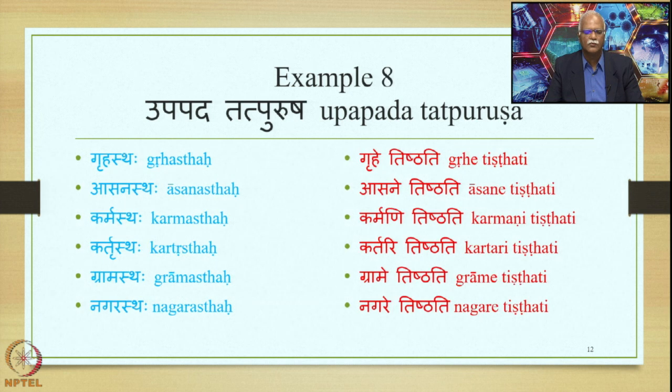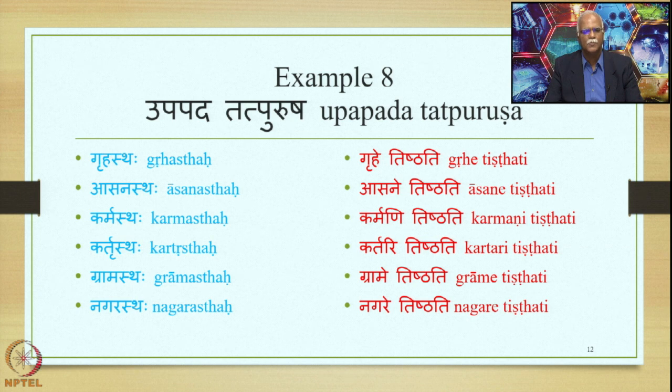Here are some more. Grahastha, this is very, very popular. Grahastha, and grahe tishthati is the vigraha. Asanastha, and asane tishthati is the vigraha. Karmastha, karmani tishthati. Kartrustha, kartari tishthati is the vigraha. Similarly, gramastha is grame tishthati, and nagarastha is nagare tishthati.